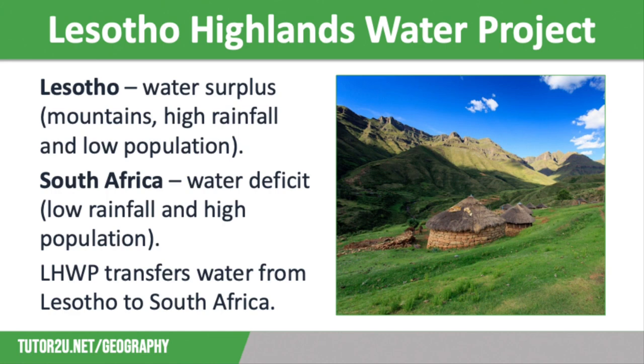Lesotho is one of the world's poorest countries and it relies on this money from selling water to South Africa. It actually makes up 75% of the country's income.